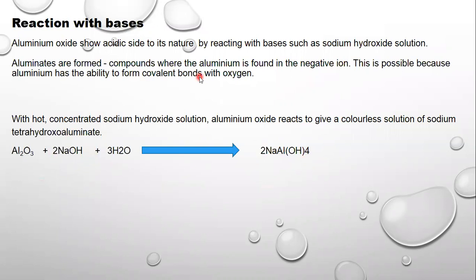Aluminates are basically the compounds in which aluminium is found in a negative ion. This is possible because aluminium has the ability to form a covalent bond with oxygen, and aluminates have the formula NaAl(OH)4. Its chemical name is sodium tetrahydroxoaluminate, and it is produced when aluminium oxide reacts with hot concentrated sodium hydroxide solution in presence of water, giving you aluminates.